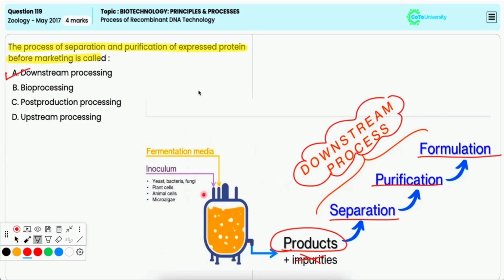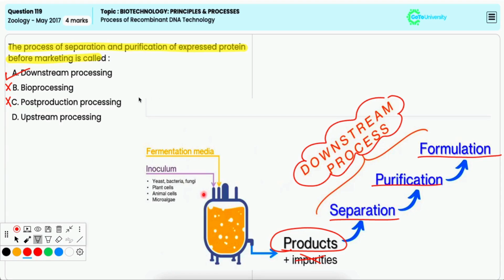Option B, bioprocessing. It is incorrect because it refers to the broader term that includes upstream, that is culture cells to produce the product, as well as downstream processes. Option C, post-production processing. It is incorrect because this term might describe similar steps, but it is not the standard term that is used in biotechnology.